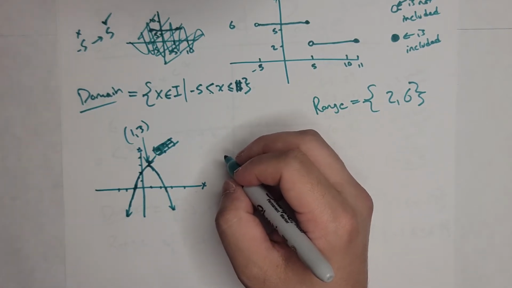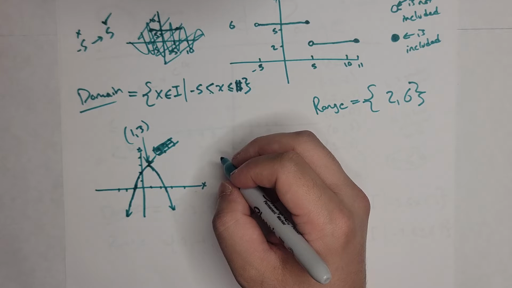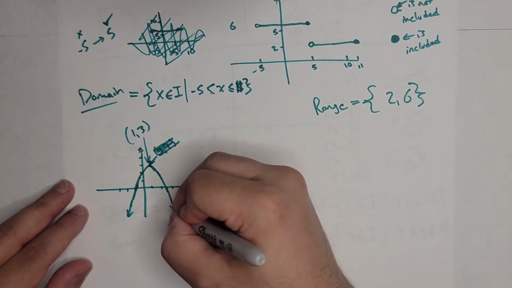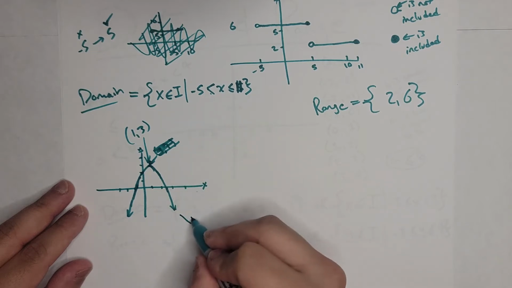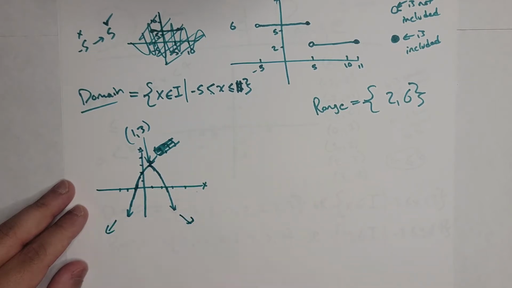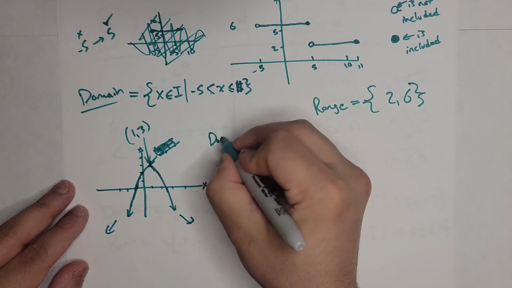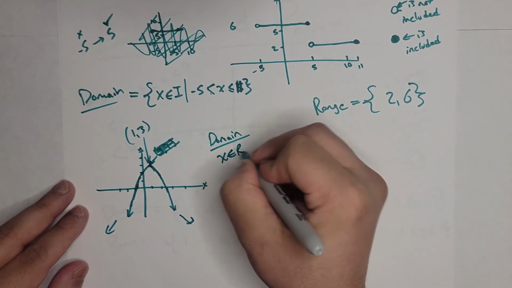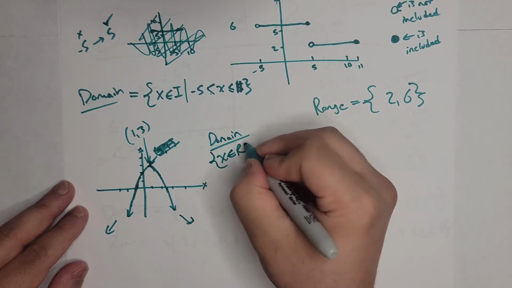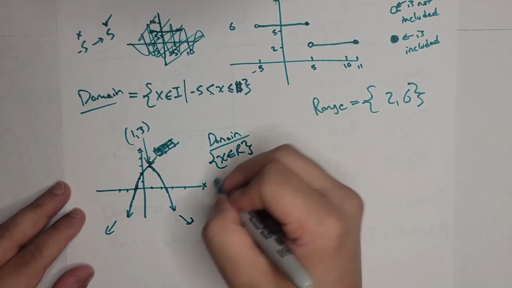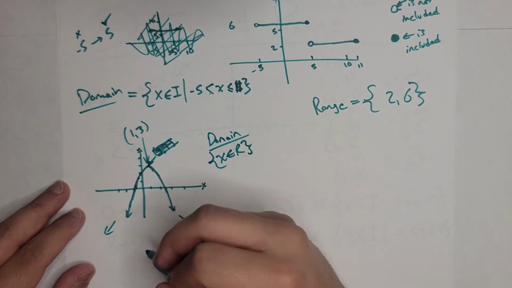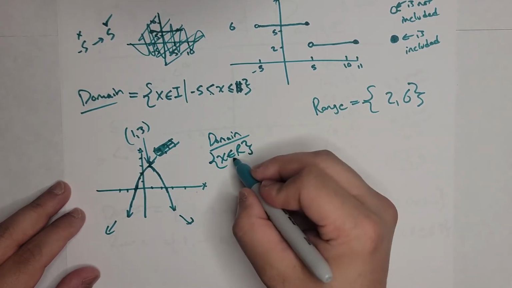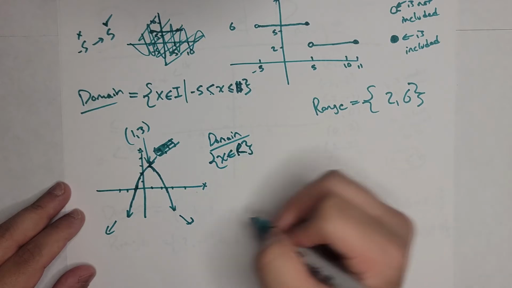The domain, as we can see, as this continues, this will go on forever in that direction, and this will go on forever in that direction. So our domain is x ∈ ℝ, and that basically means any real number. x is equal to all real numbers.